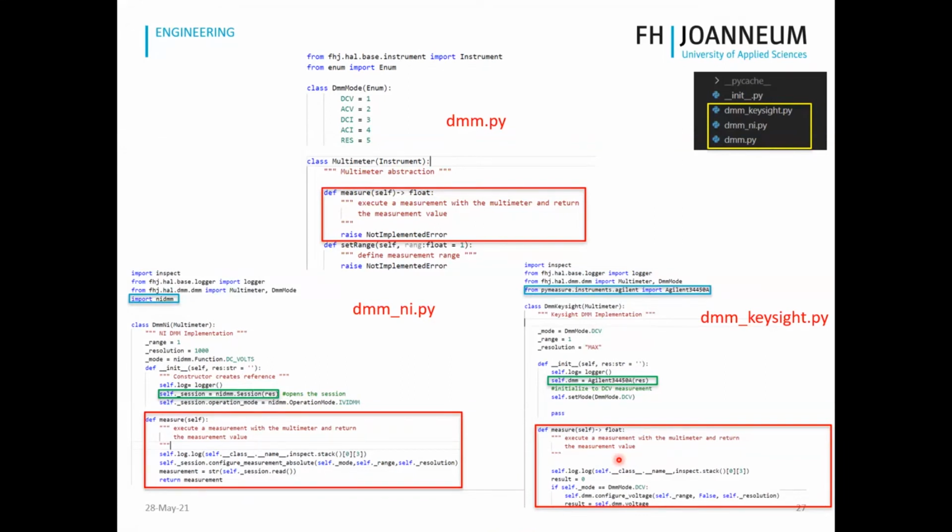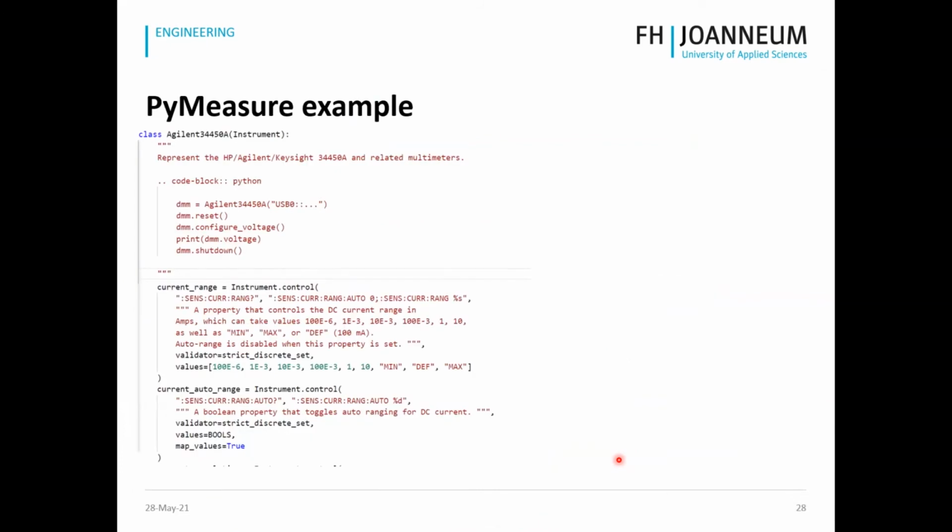Okay, then moving on. I just quickly want to show one example of how PyMeasure could or does look. So we have the class of the multimeter I just implemented, the HP 34450A.